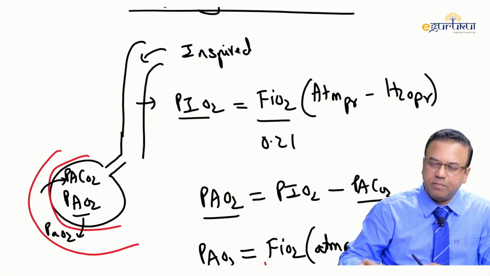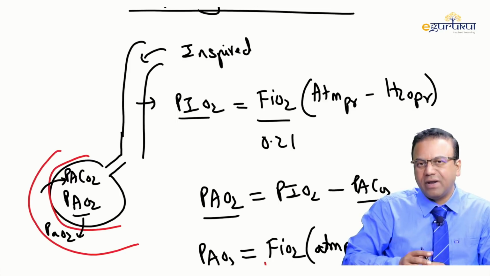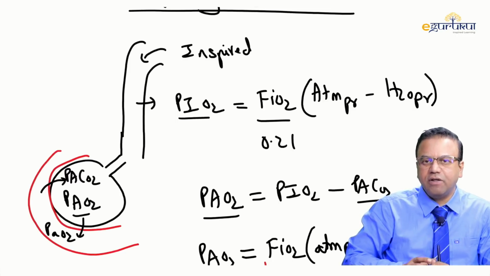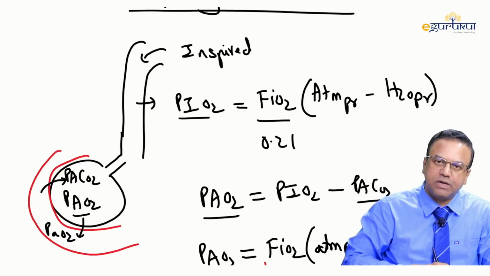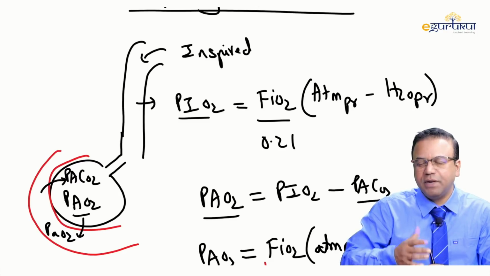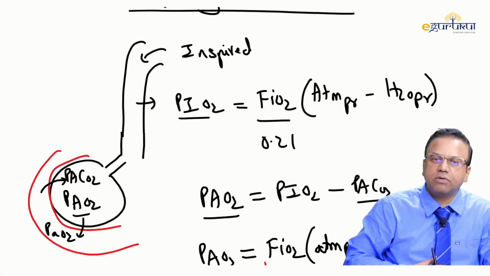When a person is breathing in inspired air, what we are breathing in is more of oxygen and a very minimal amount of carbon dioxide. It's almost a negligible amount of carbon dioxide. We breathe in oxygen and we breathe out carbon dioxide.